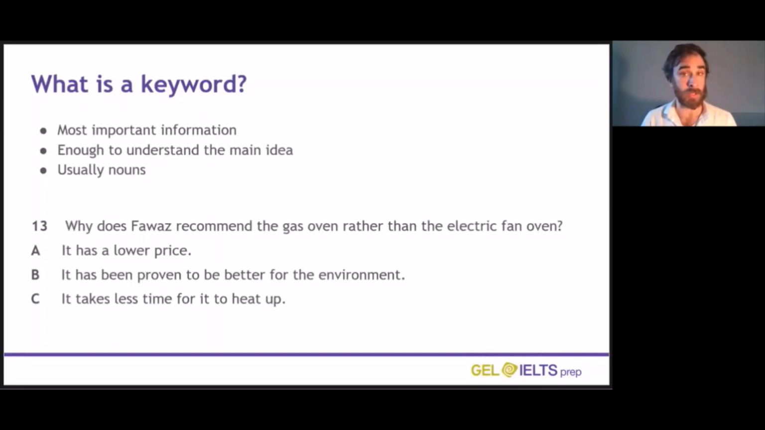This is a multiple choice question, and it comes from a part 2 question which talks about consumer products, home appliances, and the differences between them. Let's read the question. Why does Fawaz recommend the gas oven rather than the electric oven? So we can see here that this question is asking us to compare 2 different things and listen for that comparison. What 2 things are being compared in this question?